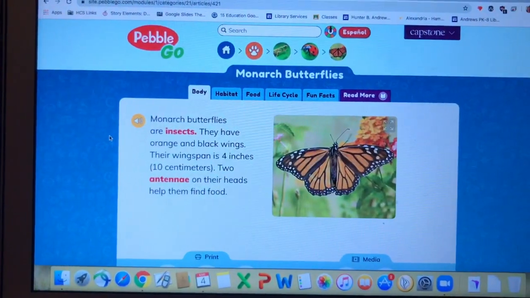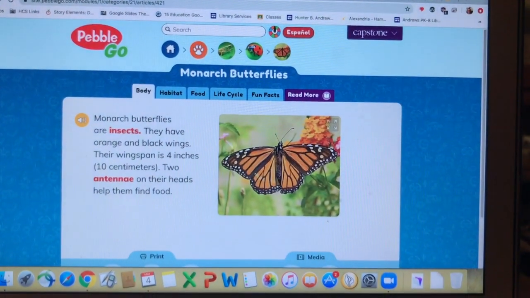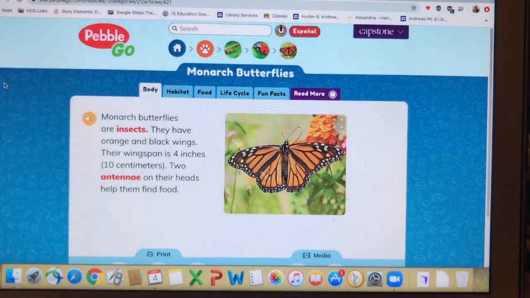All right, let's go to the next section where it says habitat. And remember, habitat is where they live. So we will definitely be able to answer one of our questions with the next one.